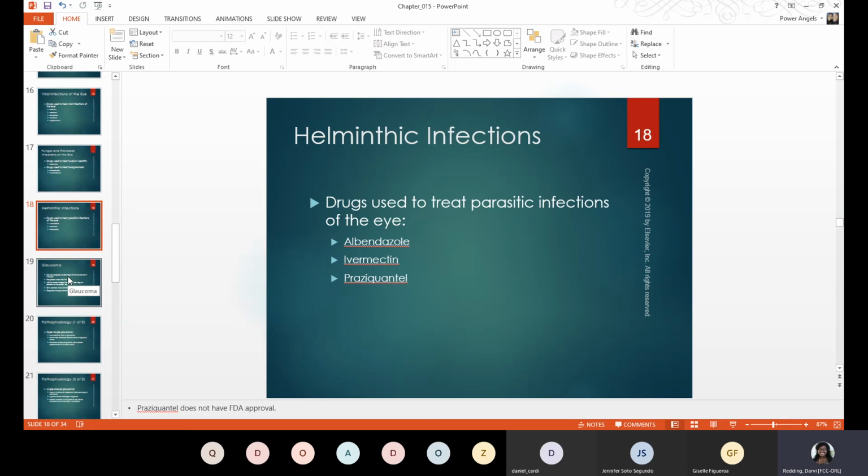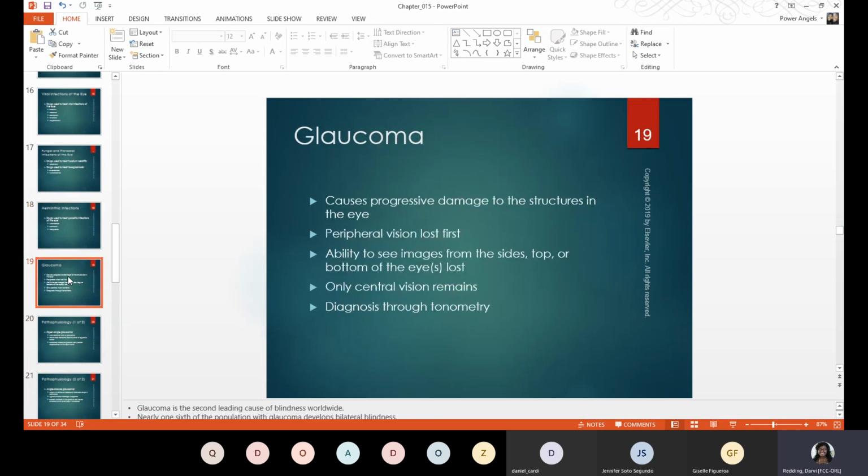So now that we've gone over some of the medications that would help treat the viral, the bacterial, and the fungal infections of the eye, we'll next learn about some eye conditions and eye diseases and what causes them. One of the eye diseases is glaucoma, and this causes progressive damage to the structures in the eye. The first thing that's lost is the peripheral vision for someone who has glaucoma. Their ability to see images from the sides or the top or the bottom of their eyes is lost.